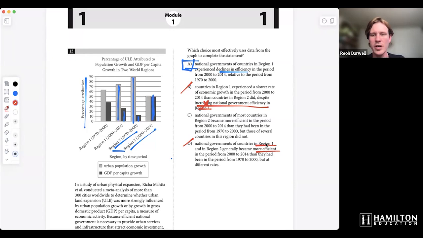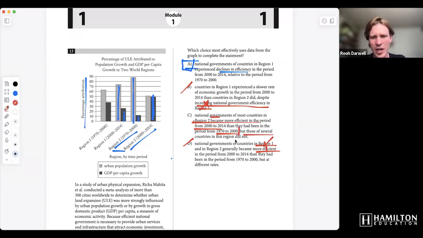Increasing efficiency in region 1, disproven. Now, C is interesting, right? Because we see governments in region 2 became more efficient in the period from 2000 to 2014 than they did in 1970 to 2000. If it stopped right there, I would say yes to C.